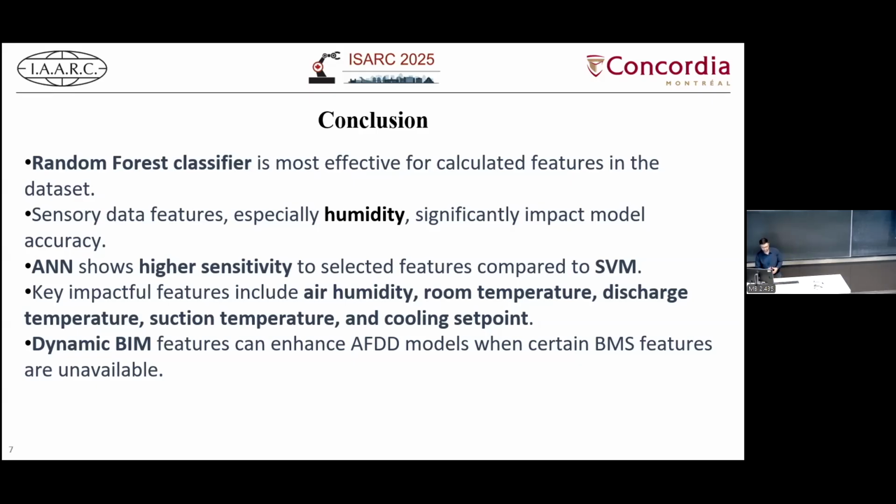Part of what we did is we tried to create a dynamic BIM, to enhance AFDD by reducing features. We had 68 features. We tried to reduce it to 5 or 10, and we experimented with one added feature from stateful BIM to see whether we are able to compensate for what we are missing. So if in a real case scenario we do not have 68 features, can we replace them with one from the BIM and gain similar accuracy levels? That's the gist of what we are doing.